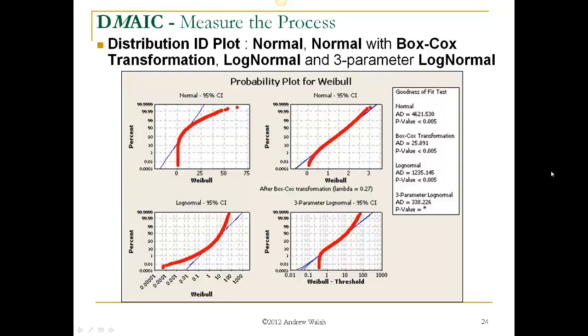So here we have the first plot, a 4-pane plot from Minitab, which shows a normal distribution with Box-Cox transformation, the Lognormal, and the 3-parameter Lognormal. As you see, there aren't good fits for any of these. The p-values are all less than 0.005, except for down at the bottom of the 3-parameter Lognormal, you see an asterisk. When you see an asterisk reported by Minitab, that means a p-value cannot be calculated for this distribution. So none of these fit.